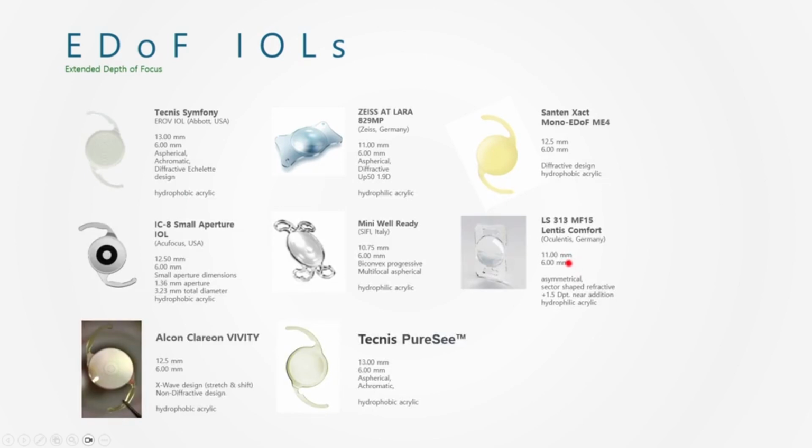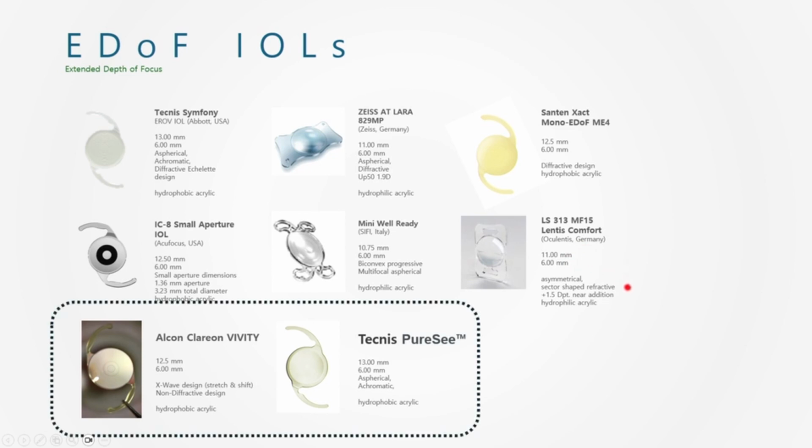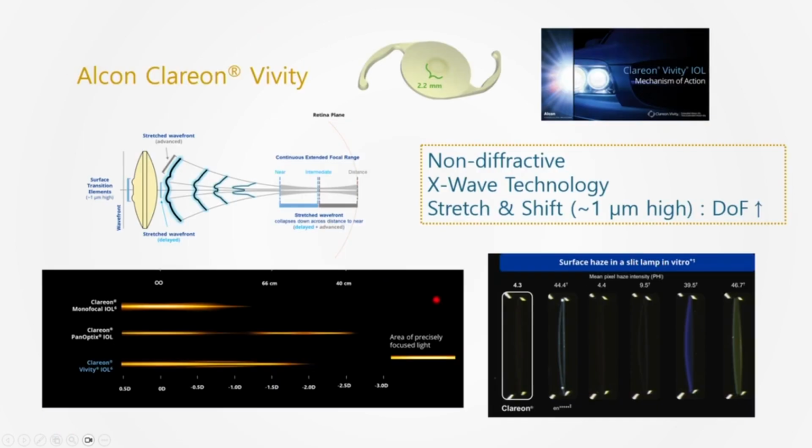And same as Korea, more and more EDoF IOLs are available in the market and getting more popular. Today I will talk about two EDoF lenses, VVT from Alcon and PRC lens techniques, and briefly talk about the Odyssey lens recently launched in Korea. This slide is from a company. Alcon VVT has their own non-diffractive type of technology to make a depth of focus in the central part here.